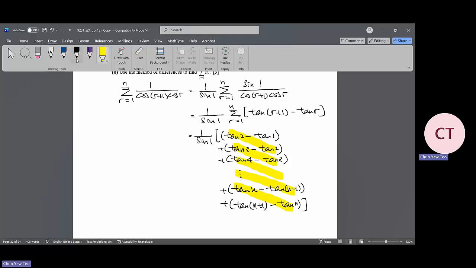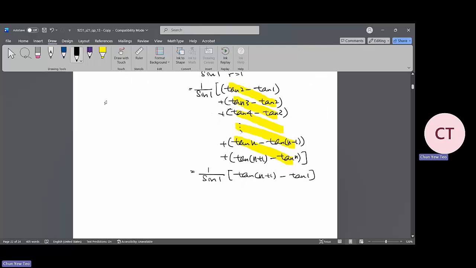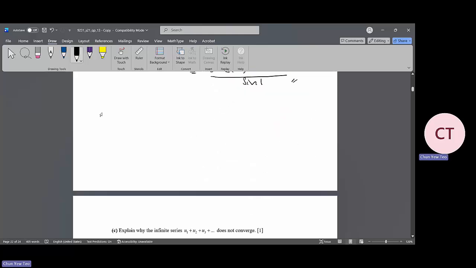So at the end, you have 1 over sin 1 times tan(n+1) minus tan 1. This will be the answer. Of course, you can choose to multiply them inside as a numerator and simplify them in such a way. Done. This will be the answer for question number 1B. And now move on to 1C.